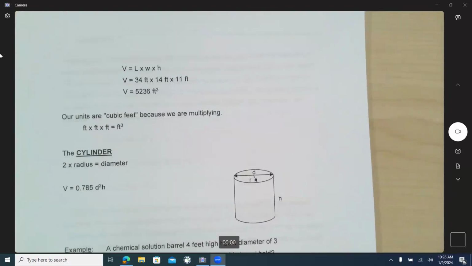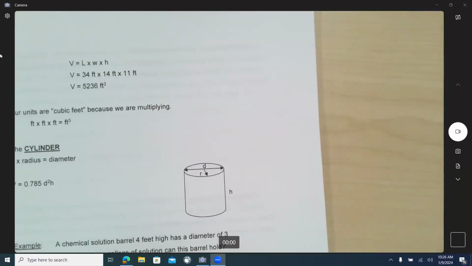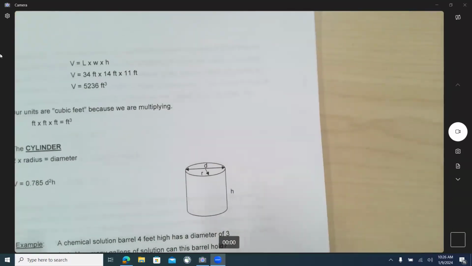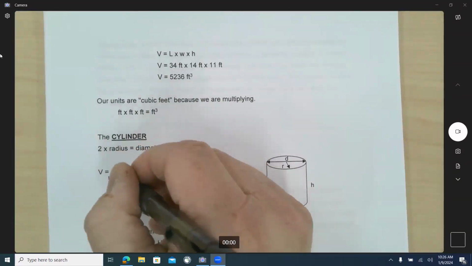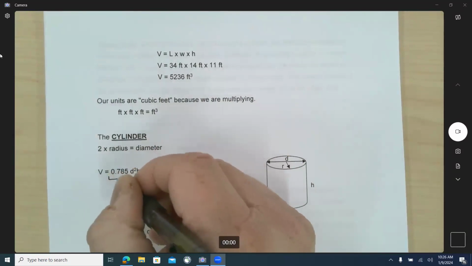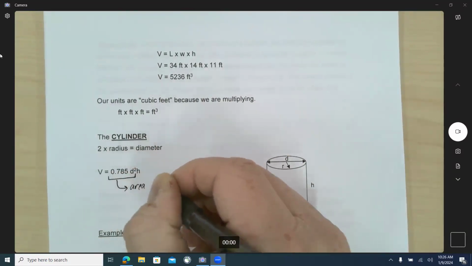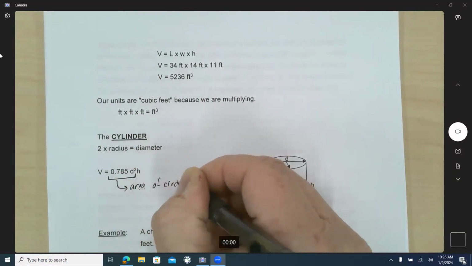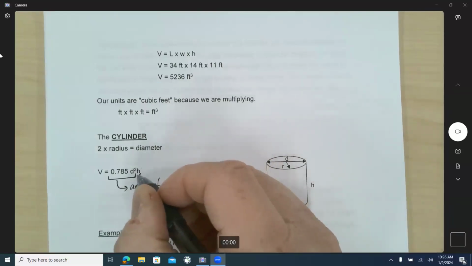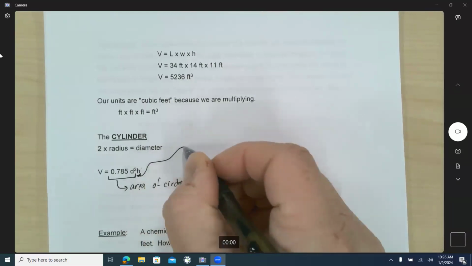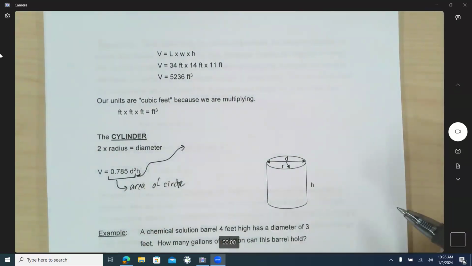Next thing I want to talk about is the volume of a cylinder. Well, the volume of a cylinder, if you look here, what does this look like? This looks like the area of a circle to me. And all we did was we added the height here to it, right?